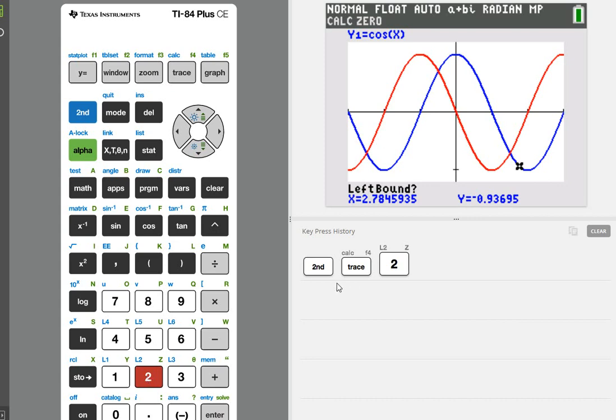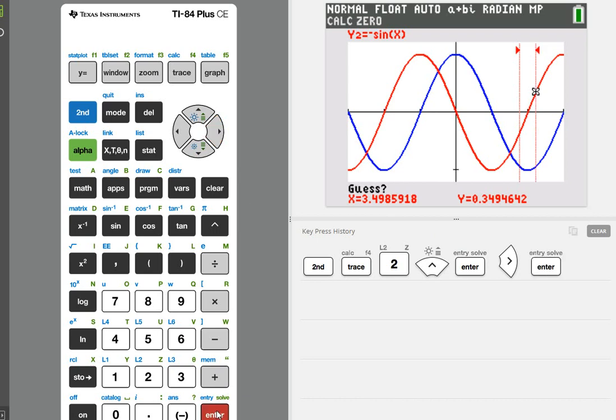So it's going to do the same game that you did last time. I want it on the red graph. It's going to ask for a left bound, something to the left of where your graph crosses the x-axis. So you get there, you press enter, move your cursor to the right, press enter again, that's the right bound, press enter one more time, and now it finds where the graph crosses the x-axis. So again, that's the decimal equivalent of pi.